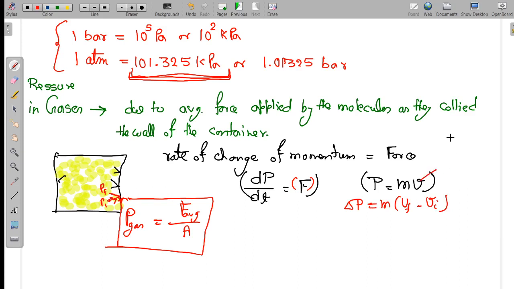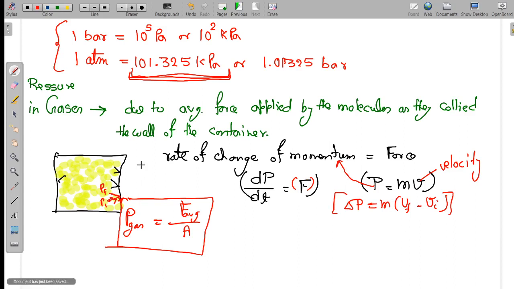Don't consider this the volume. This is right now velocity, and this is the momentum. It is already written. So this will be a change in momentum, and the rate of change of that momentum is called force. There are thousands of molecules colliding continuously on the wall of the container. So that average force per unit area of that wall is called pressure exerted by a gas.